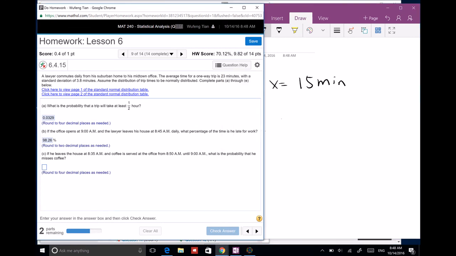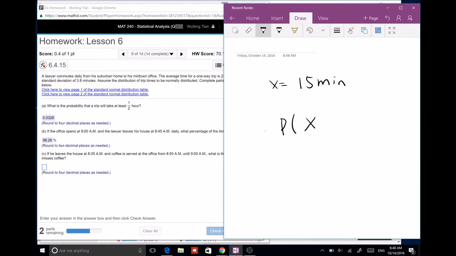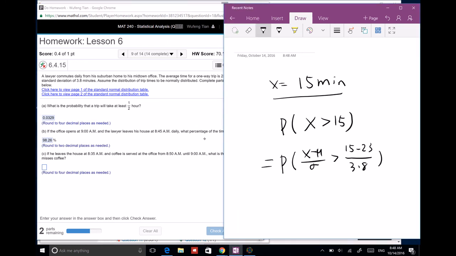Well, he is late for work, which means whenever it's bigger than 15 minutes, he's late, because he only has 15 minutes. Whenever he needs more than 15, he's late for work. So now P of x bigger than 15, you just use the formula again: x minus mu over sigma, 15 minus 23 over 3.8. You get P of z bigger than 15 minus 23.